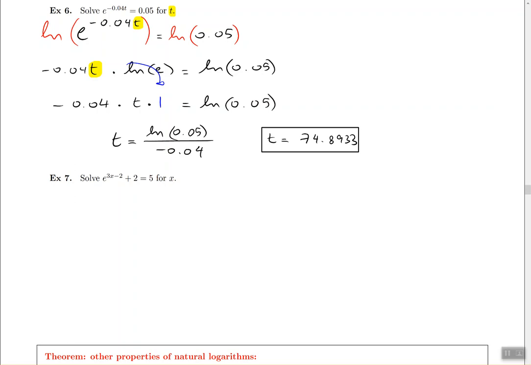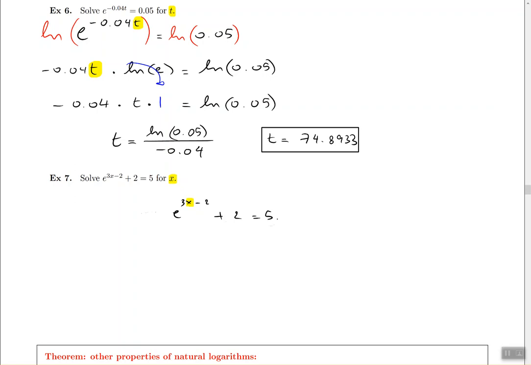Let's take a look at example 7, where we have to pretty much mimic what we did in example 6. We have an exponential. We have e to the power of 3x minus 2, plus 2, equal to 5. And we are trying to solve for x. So basically what that means is we want the letter x to be alone. We want everything else to be away on the other side.